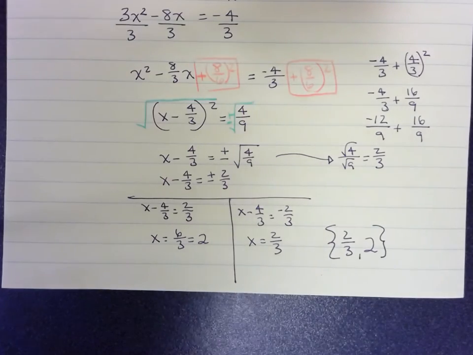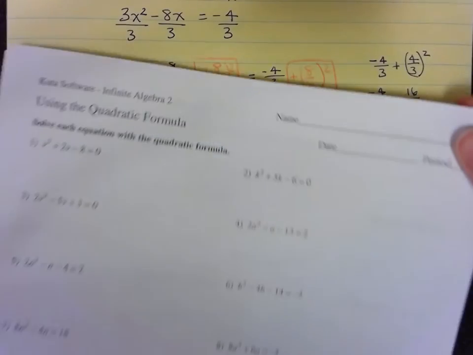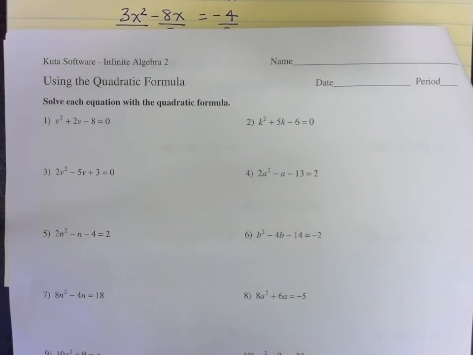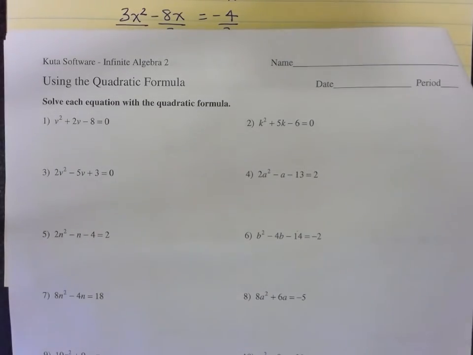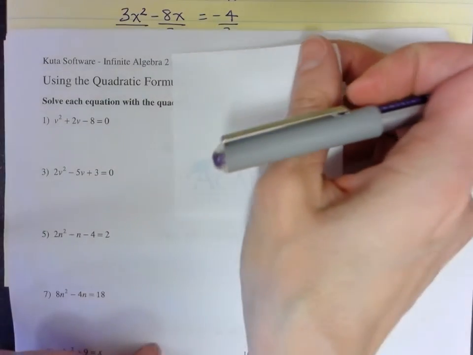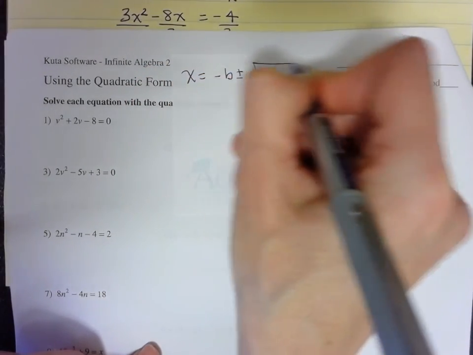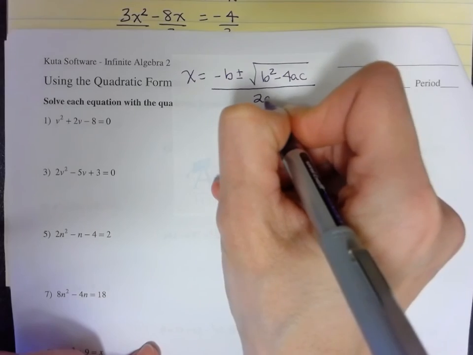So those are the answers to the 4 questions that we did for homework last night. I asked you to do 1 through 10 on the opposite page. And it looks like this. Okay. And I also said I want you to use the quadratic formula. So let's be reminded about what the quadratic formula is. The quadratic formula is x equals negative b plus or minus the square root of b squared minus 4ac. So we have to write that down. X equals negative b plus or minus the square root of b squared minus 4ac all over 2a.